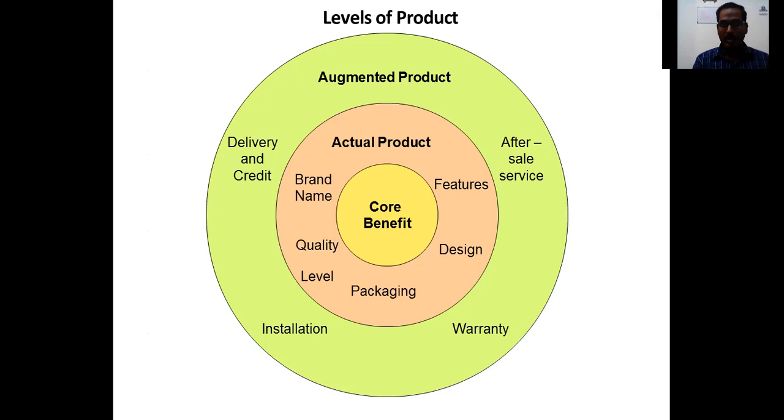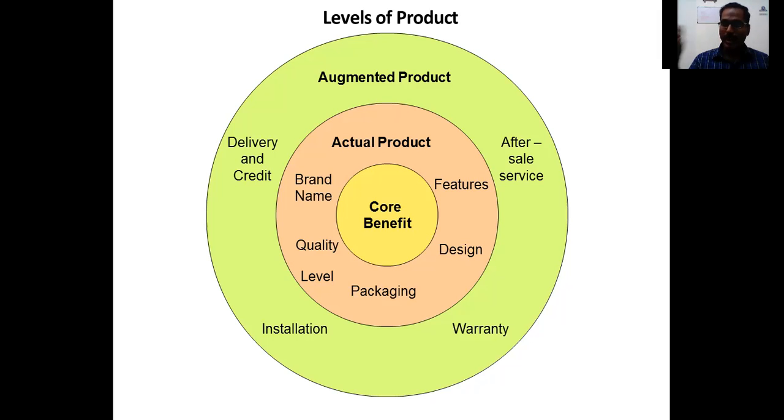Now we see the three levels of product: core benefit of the product, actual product, and augmented product. What is core benefit? Core benefit means what kind of need or want it is going to fulfill. Take a smartphone, for example. It will be used to make a call or receive a call, or send or receive a message. That is the core benefit. And also to take pictures, browse the internet, and all those things.